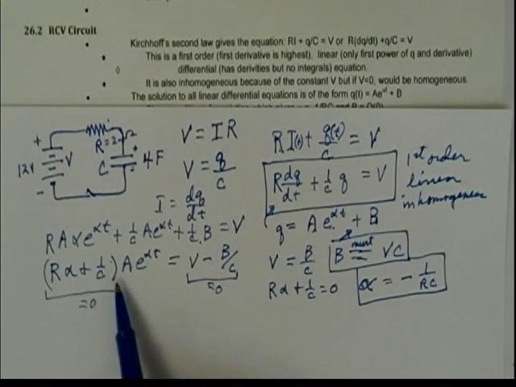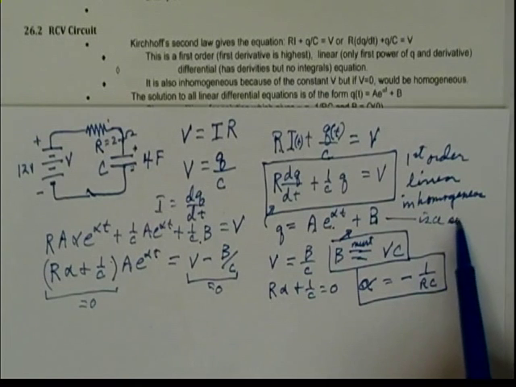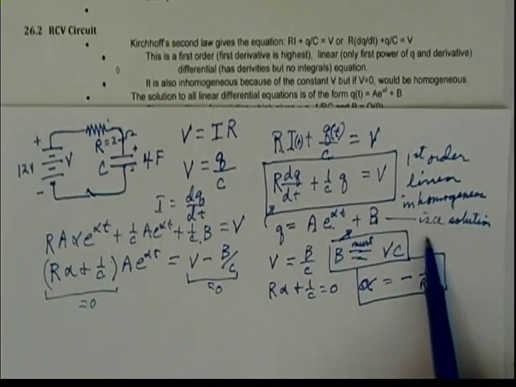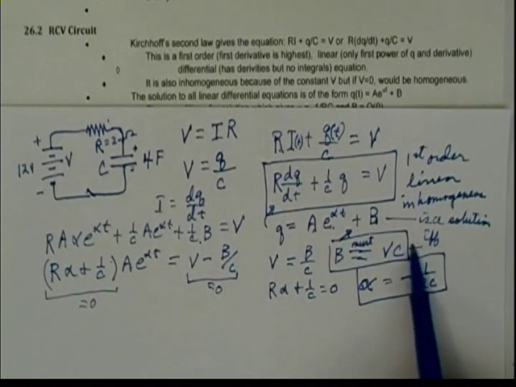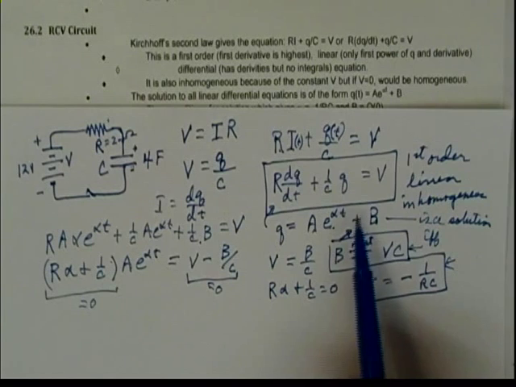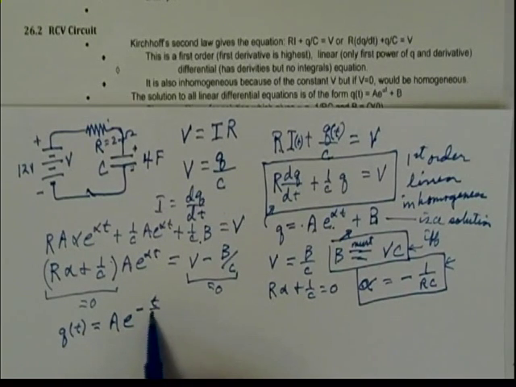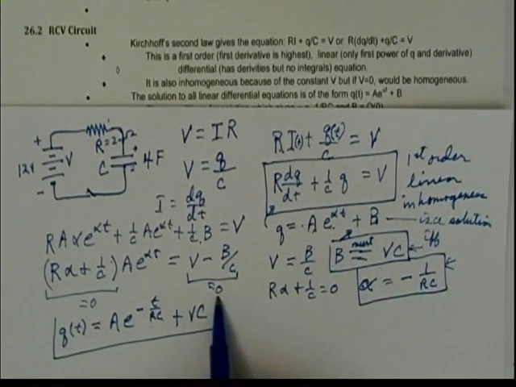So now we can say this is a solution if and only if this equation is true and this equation is true. So we can substitute these terms back in here, and what we get is Q as a function of time is equal to a constant, which can be anything, times e to the minus t over RC, plus VC. And this is the solution to the equation.